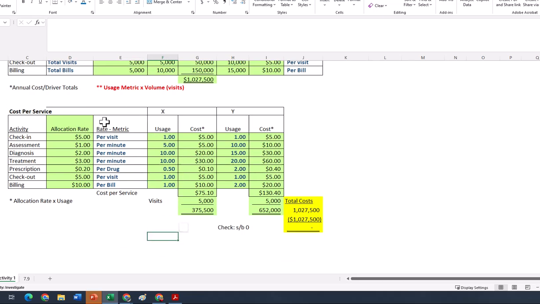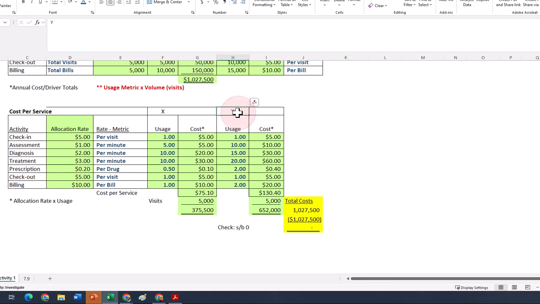And then we've taken the allocation rate times the usage. That's 5, right? That's a dollar times 5 per is 5. Diagnosis is $2 per minute times 10 minutes is 20, et cetera. So we get a cost per service of $75.10.